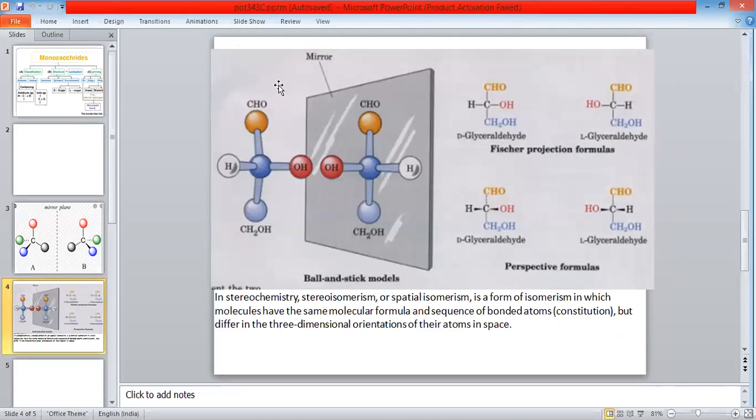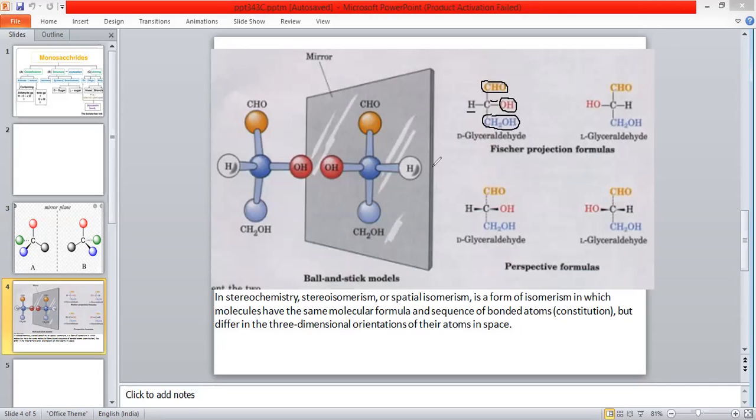So if you look at glyceraldehyde, its structure is this. So this is glyceraldehyde. It's having an aldehyde group here, and at the same time it's having a second carbon, and to the second carbon there is an OH group here on the right side, and then you're having here one H group and a CH2OH group here. So this is called glyceraldehyde.